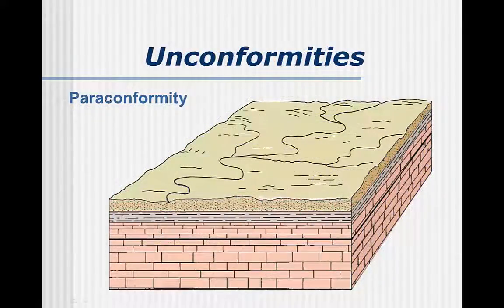Now, there is a fourth type of unconformity not mentioned in your textbook. Paraconformities occur when there is no erosion, but no rock is being deposited, so there's still a gap in the rock record. This is by far the most common type of unconformity, but it's also the hardest one to identify.